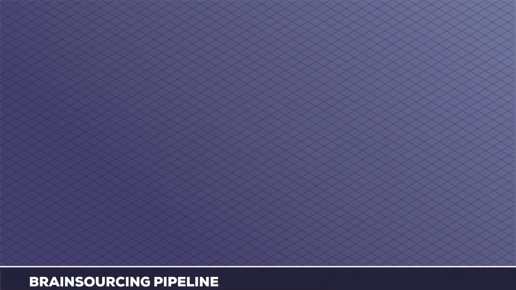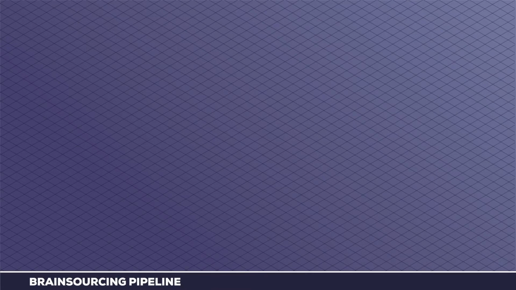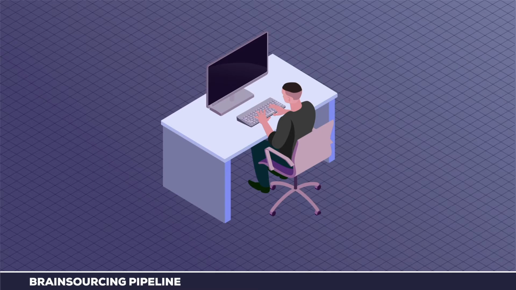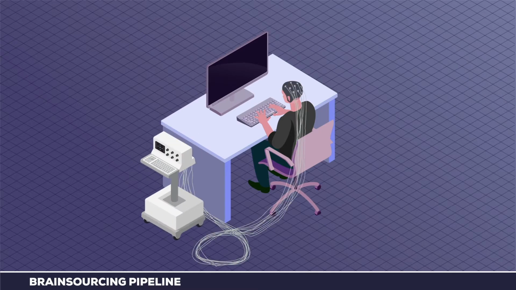We will now provide a brief overview of how the brain sourcing pipeline is constructed. Full details can be found within the paper. First, we need a brain sourcing worker. The worker is placed in front of a computer screen and fitted with an EEG cap and electrodes.